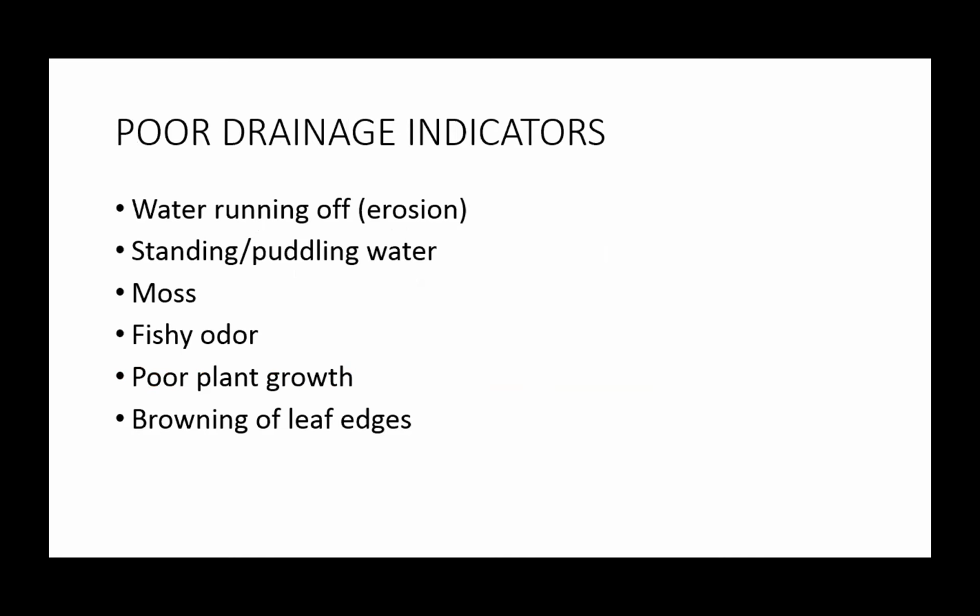So poor drainage indicators: erosion, a lot of runoff, standing, puddling water, odors, right? Moist soil is good. Fishy, sulfury soil is not good. Right? There's a range of soil odors. When it starts to smell bad, it is bad. Poor plant growth, moss, browning of the leaf edges can all be indicators that it's not draining very well.